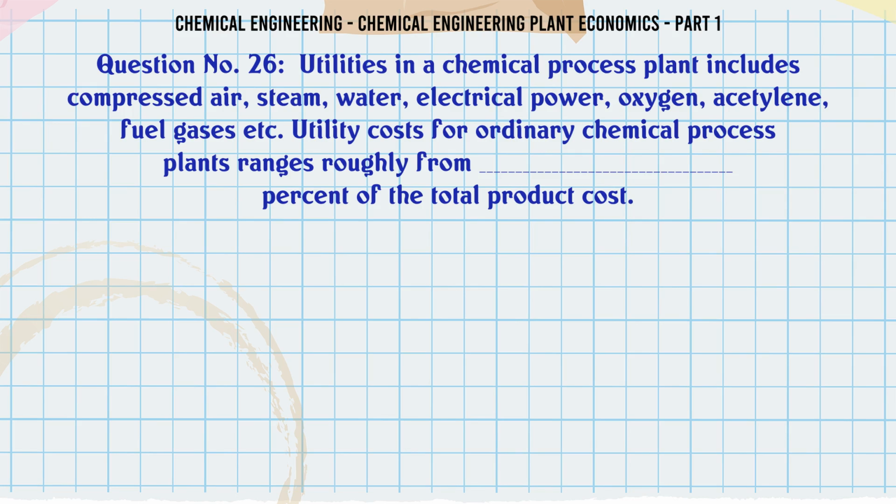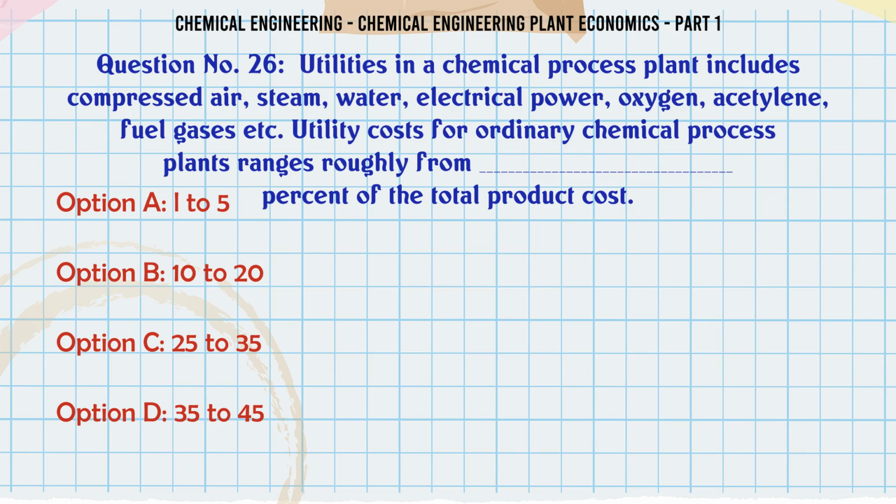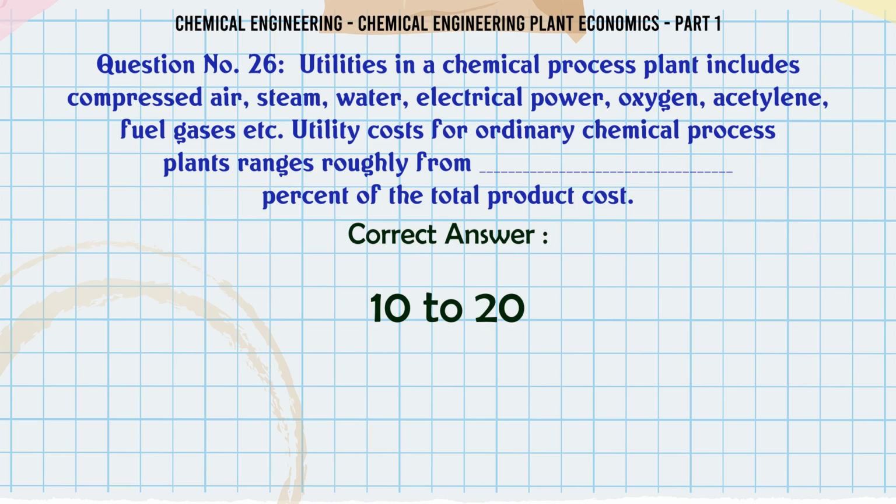Utilities in a chemical process plant includes compressed air, steam, water, electrical power, oxygen, acetylene, fuel gases, etc. Utility costs for ordinary chemical process plants ranges roughly from blank percent of the total product cost. A 12 to 5, B 10 to 20, C 25 to 35, D 35 to 45. The correct answer is 10 to 20.